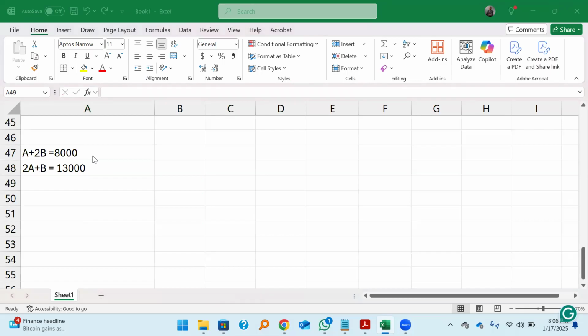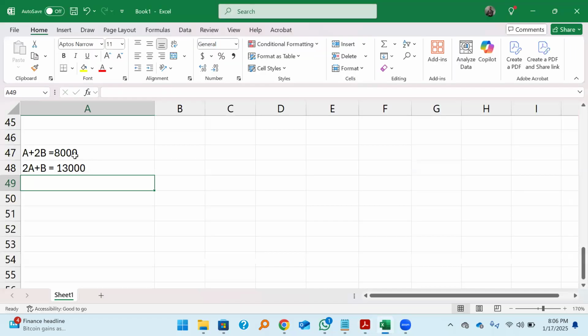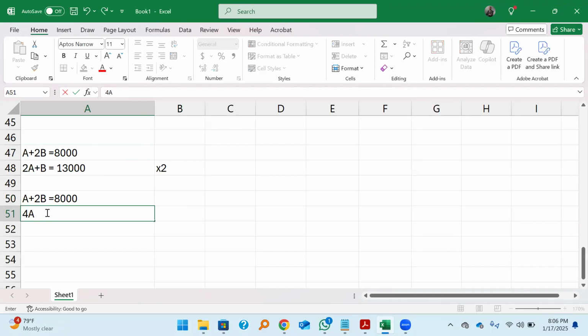So now we want A. Since we want A, we can remove B. If I multiply this equation by 2, this one stays the same, but now this one becomes 4A plus 2B is equal to 26,000.